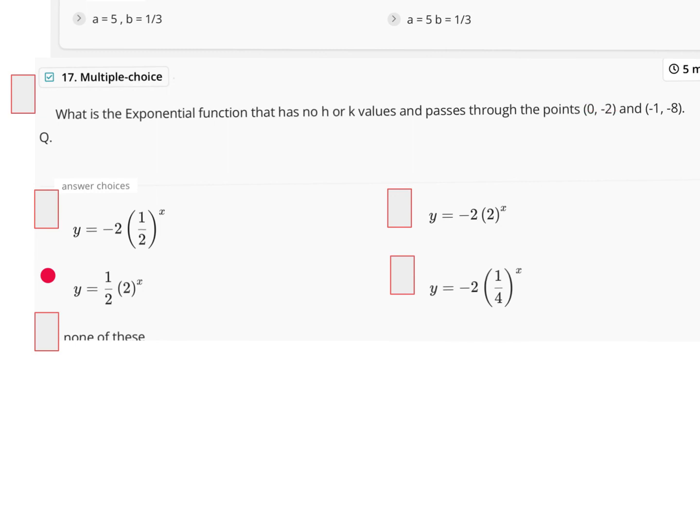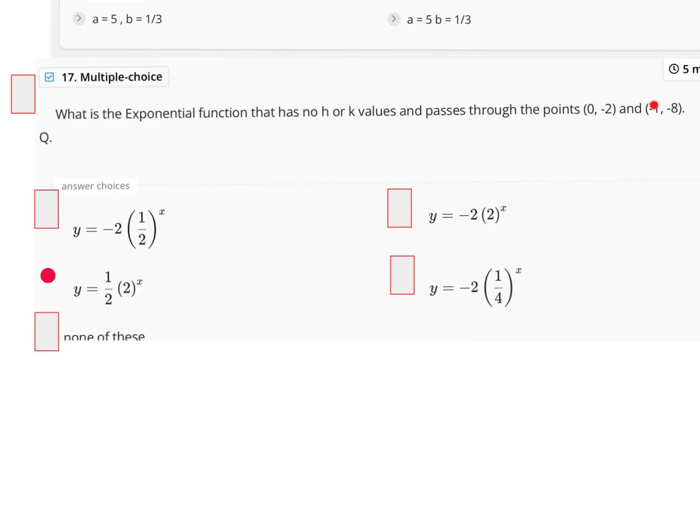Whenever you see (0, any value), that's technically your a value when you don't have h or k values. So the a value has to be -2 in order for you to input 0 and get out -2. So it's one of these three, possibly, or maybe none of these. But let's do the other coordinate.